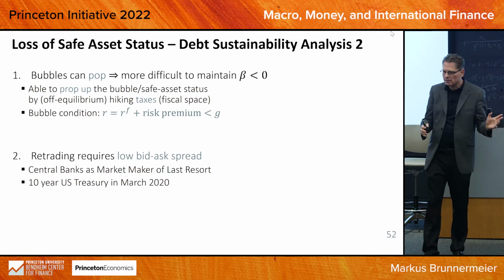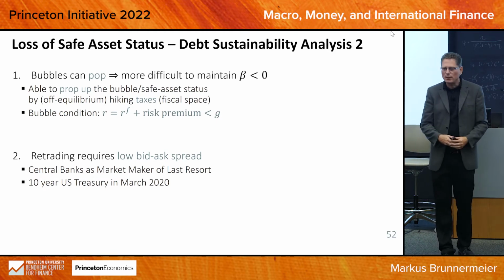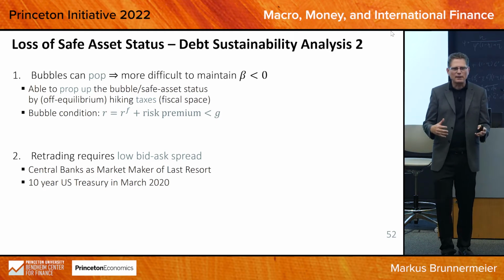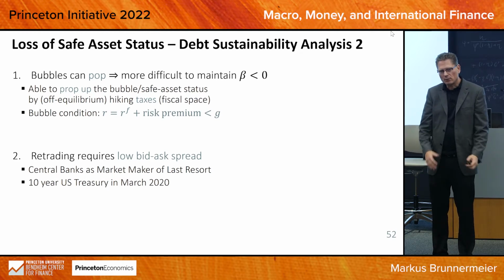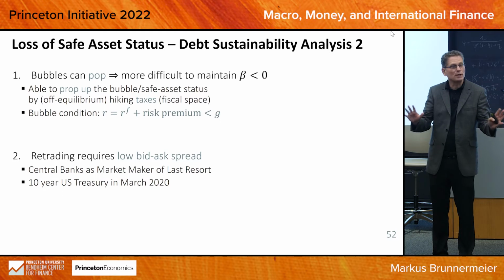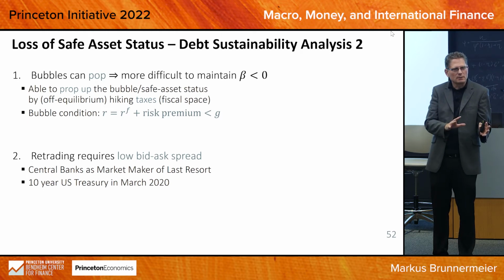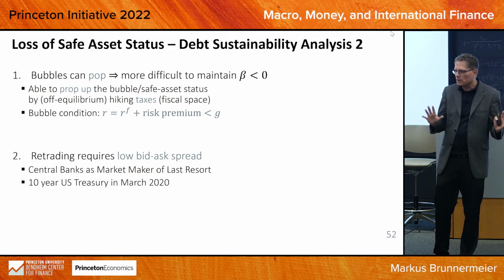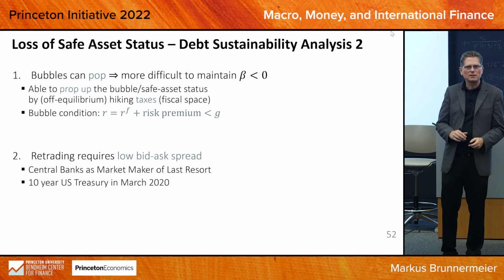So if the political system is stable enough, the US could always say, we introduce a value-added tax of 20%. Well, the US doesn't have any value-added tax. It would be a huge outcry, but in theory you could protect it. And as long as the market believes you could do it, they will not attack a bubble. Okay? But that's enough. Just off equilibrium, you have to have the capacity. If you don't have the capacity, you're always in danger. You lose the safety status.